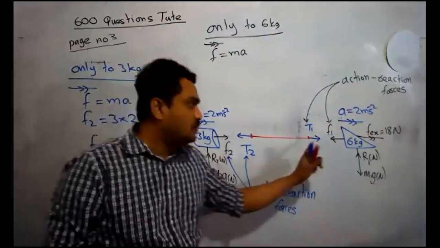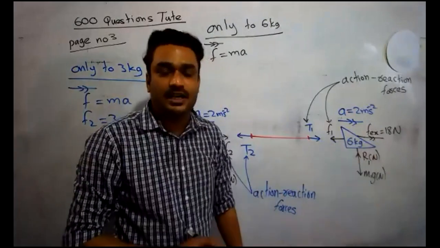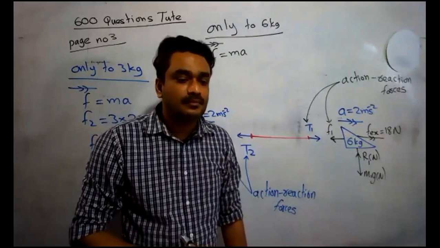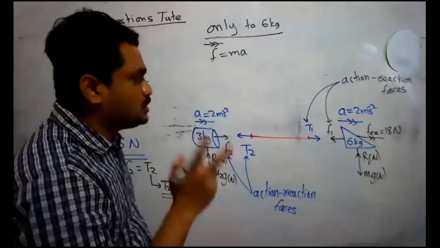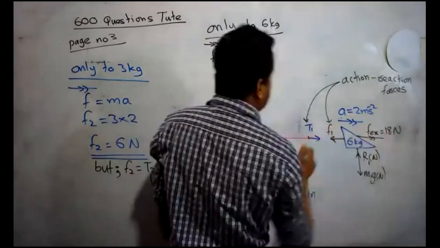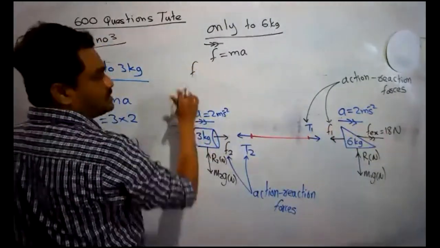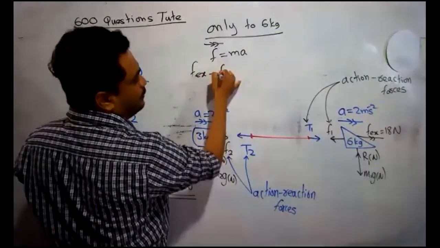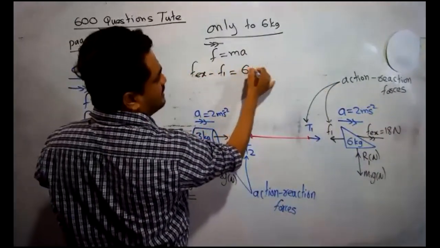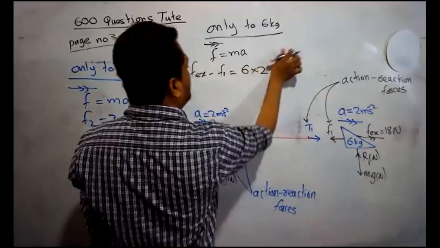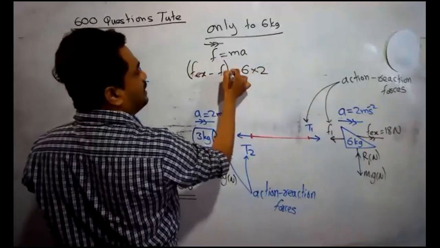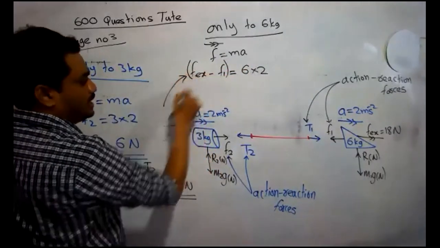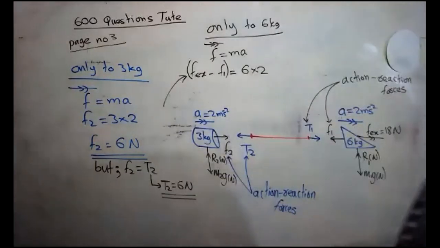How many horizontal forces are acting on the 6 kg object? Two. There are two horizontal forces, F1 and FEX. The resultant force acting on the 6 kg object is FEX minus F1, equal to mass 6 times acceleration 2. Can you do the rest and find F1? Give a try.